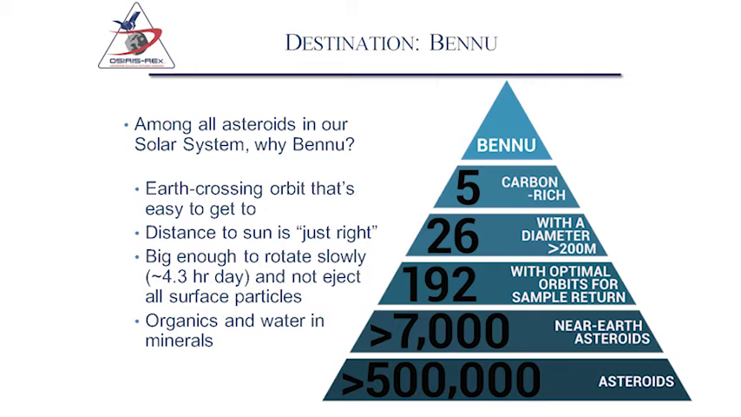And so the diagram on the right sort of shows the progressive sequence of criteria that we applied. So we start with 500,000 asteroids. But of those, we're only interested in the ones that actually come near the Earth. So those are the near-Earth objects.